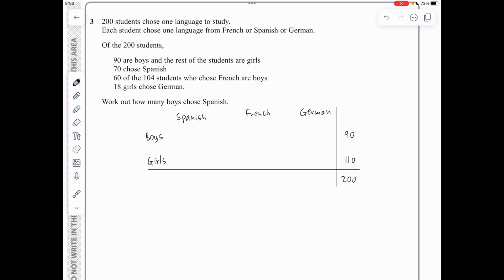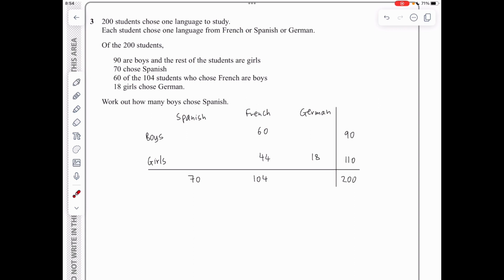We are then told that 70 students chose Spanish, so the total for Spanish is 70. And then we had 104 students choosing French, 60 of which were boys. So for the French, the total is 104, the boys are 60, so the girls must be 44. And then finally, we had 18 girls choosing German, so 18 girls chose German.